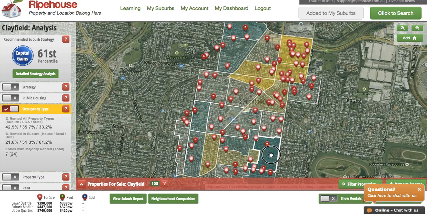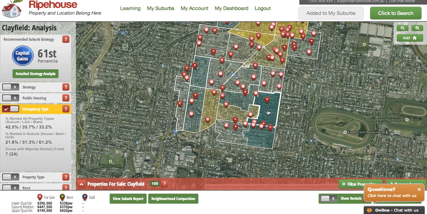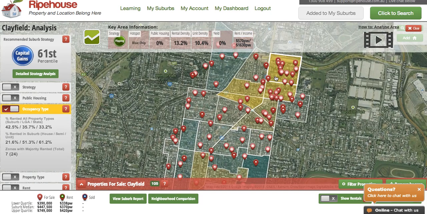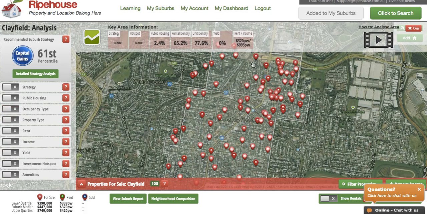So if you're looking at a flipping strategy, you might be looking in the owner-occupied area down here, which actually has only 13% rentals. However, if you're looking for a capital growth or a cash flow strategy, you might be looking at this strong yellow area up here, which actually has 65% rentals. So a very different type of scenario, relevant to a very different type of strategy. You can quickly see where the areas are.